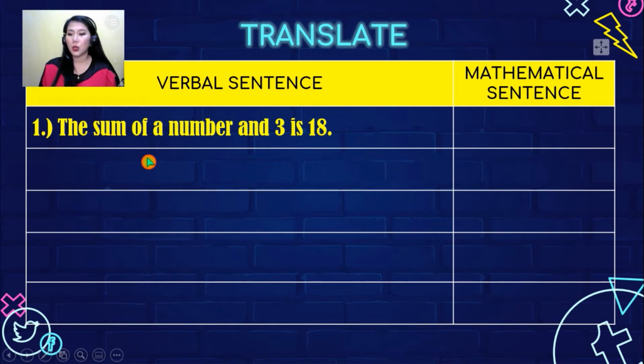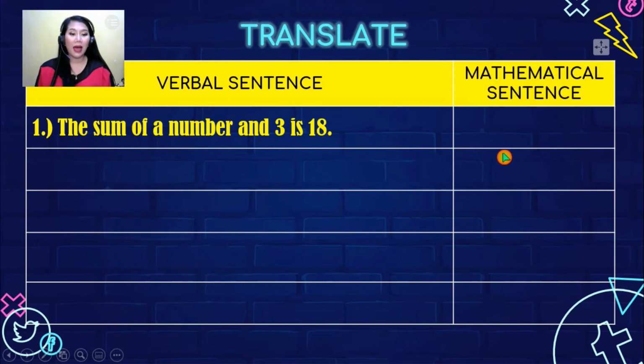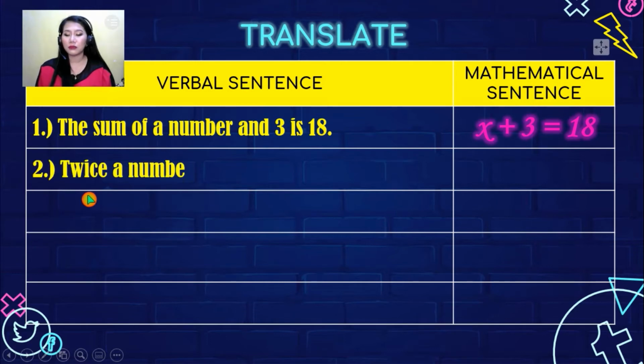Okay? So, when we translate this, we have to remember that when we are writing it in its mathematical sentence, that means we are writing it in its equation form. So, we're going to have x plus 3 is equal to 18. Okay? So, etong is na tinutukoy dito is none other than the equal sign. Okay? Next, let's have number 2.